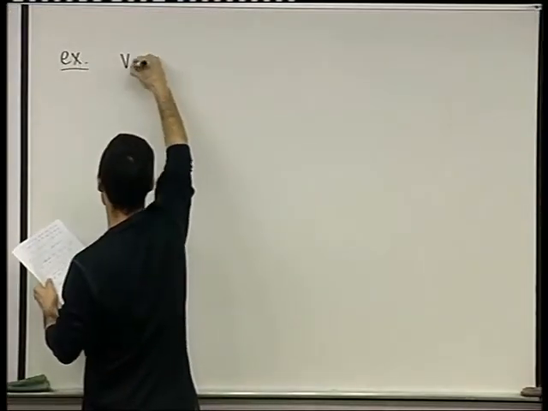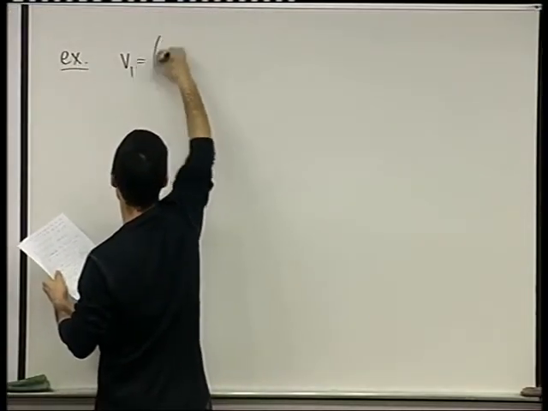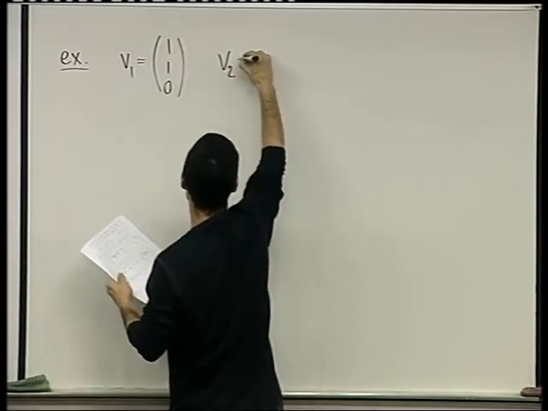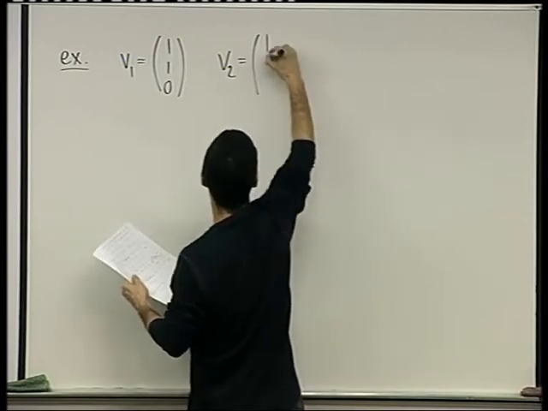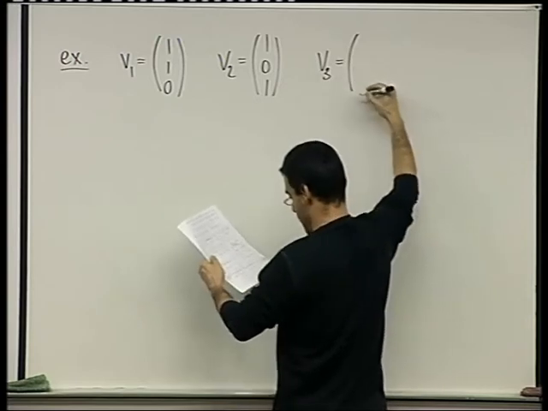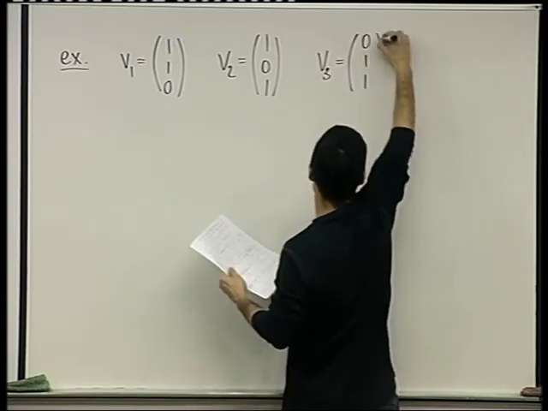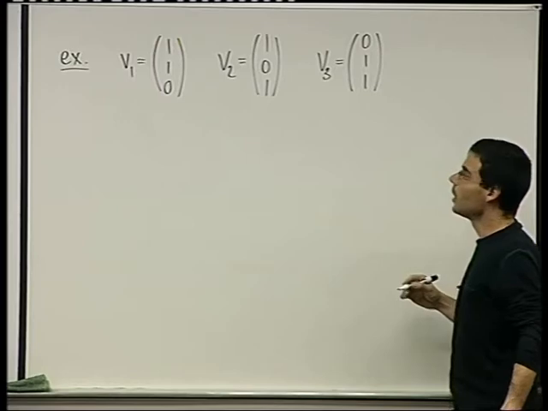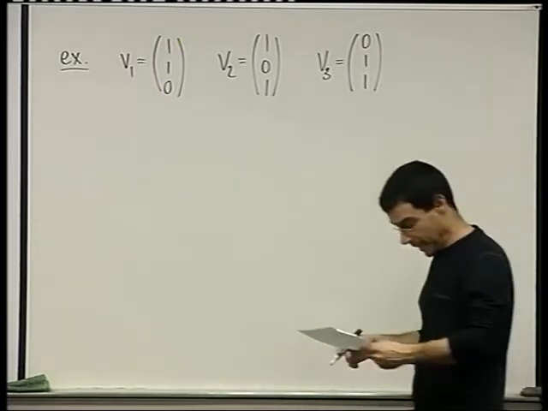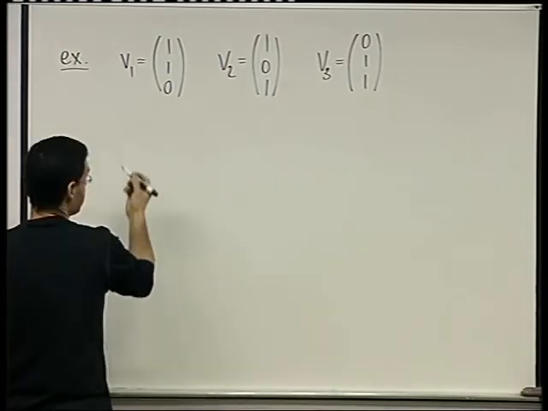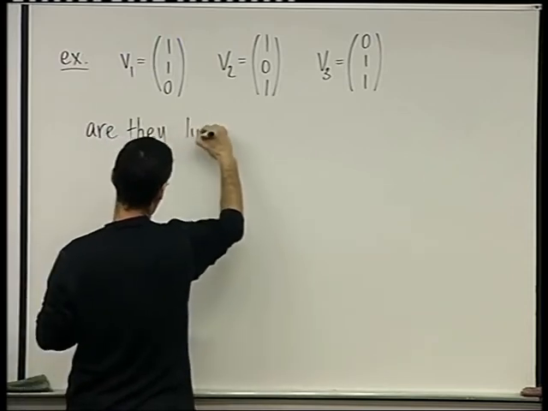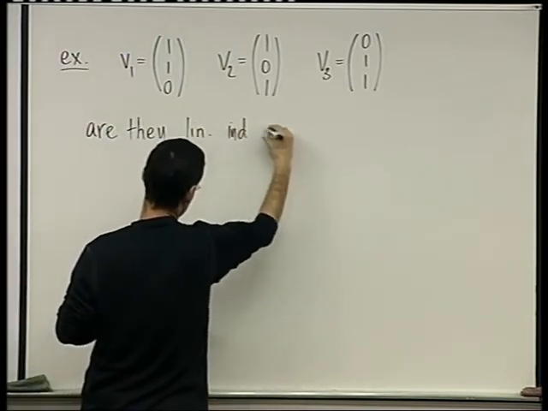We're going to take 3 vectors in R3. V1 is going to be 1, 1, 0. V2 is going to be 1, 0, 1. And V3 is going to be 0, 1, 1. 3 vectors in R3. We want to check if they're linearly independent or not. So, are they linearly independent?